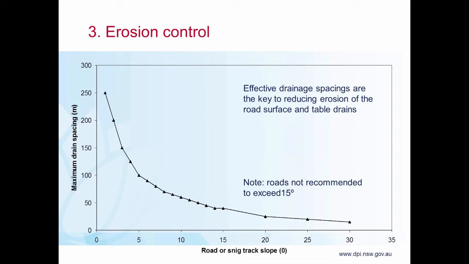As you can see, when you have a very low slope, drains could be spaced up to 250 metres, but as you get into the steeper scenarios, particularly here, if you had a track on a very steep 30-degree slope, you're looking at a pretty low spacing between drains to ensure that you don't create erosion of the surface of the track or the road.